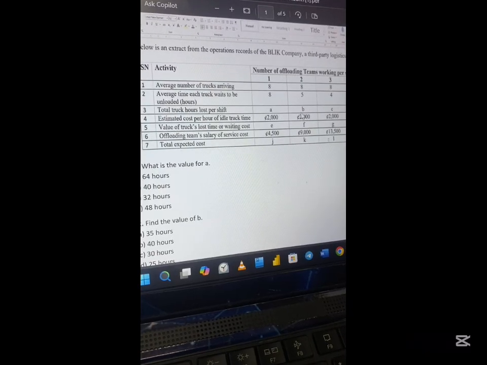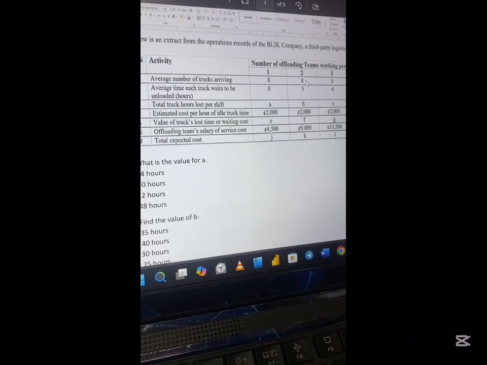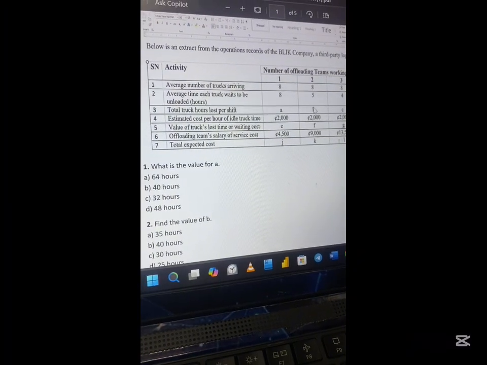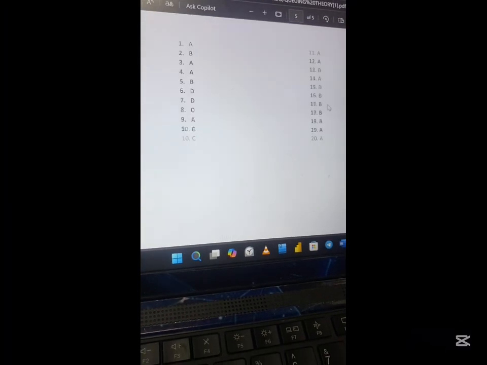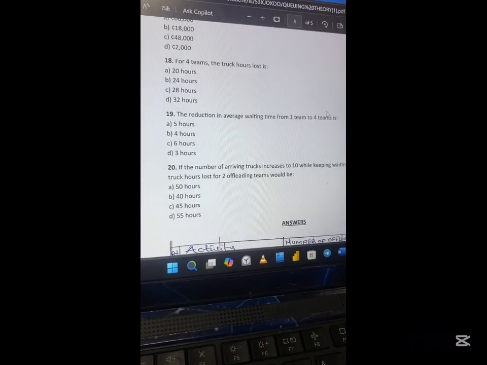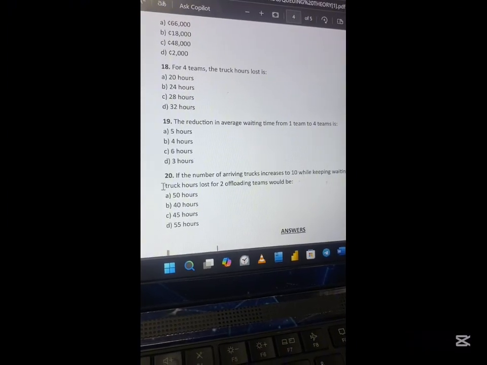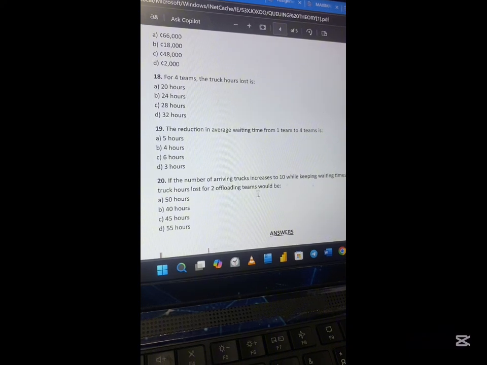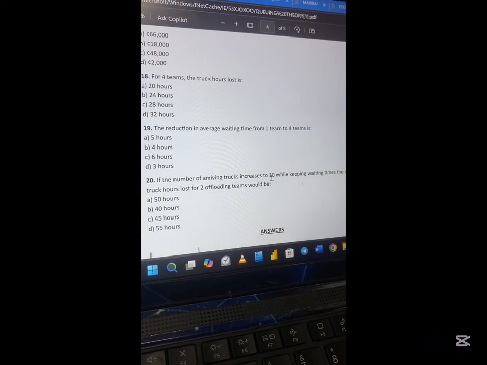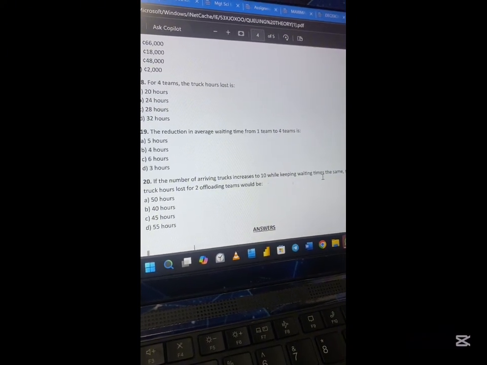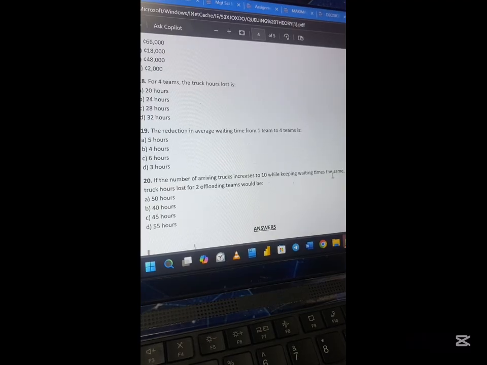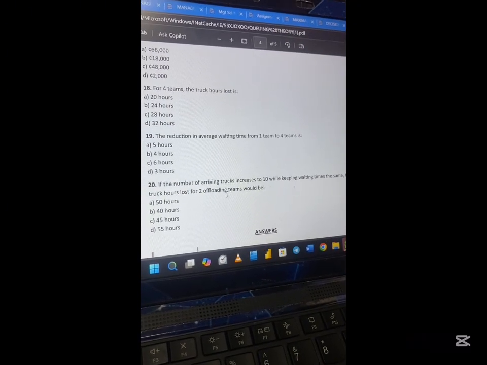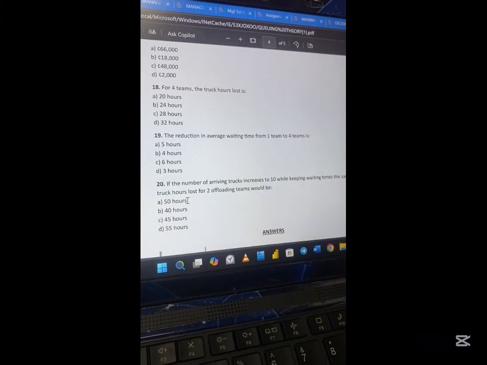So to get the value of B, it will be equal to 10 times 5. So the value of B here will be equal to 50. Yes, so checking from our options, the value will be equal to 50 hours. So when the number of trucks arriving changes to 10 while the waiting time is the same, and the waiting time was 5 hours, the value here will be equal to 10 times 5, which is 50 hours.